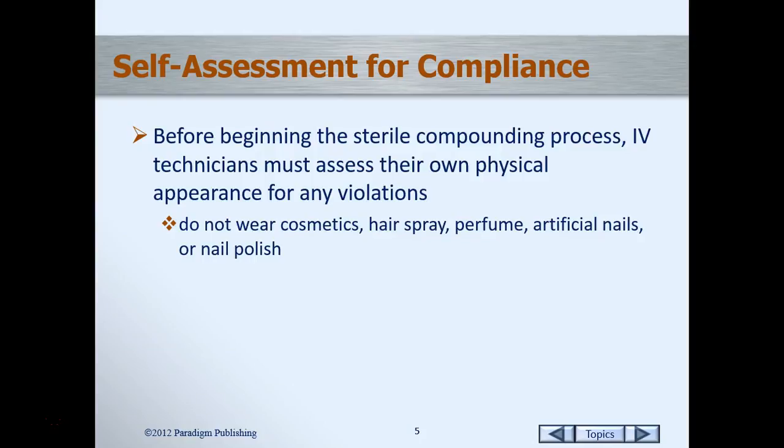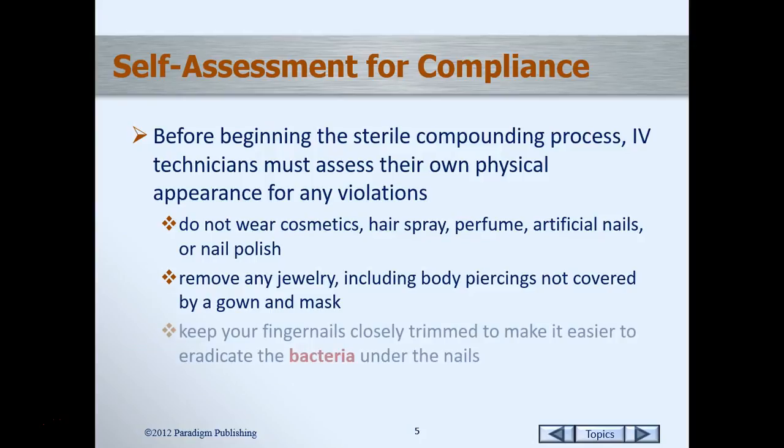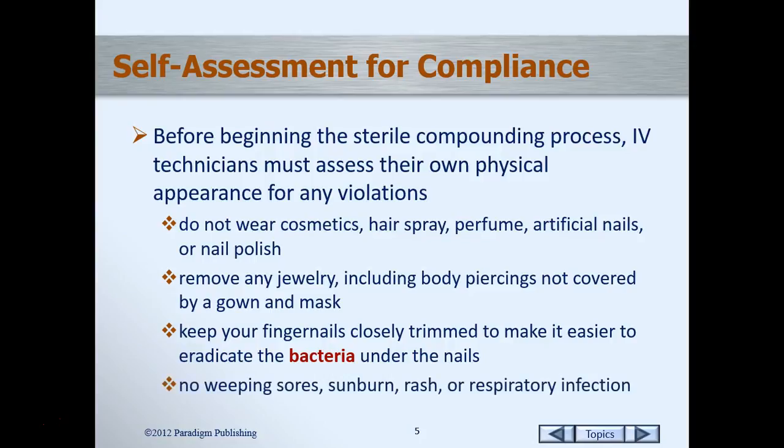If you answer yes to any of those, then you are not compliant. Make sure that you remove any jewelry, including any body piercings not covered by a gown or mask. That would be earrings, nose rings, any other facial piercings that wouldn't be covered. You want to keep your fingernails closely trimmed so that it's easier to clean underneath them to make sure that we don't have any bacteria. In the hand washing procedure, we actually will use a device to clean under our nails.